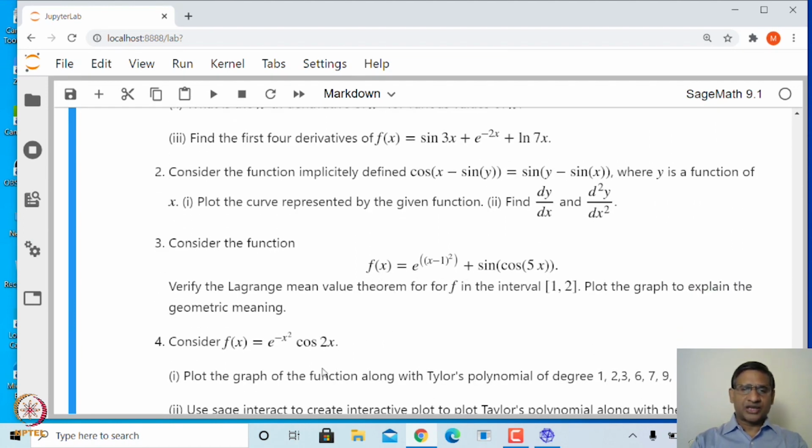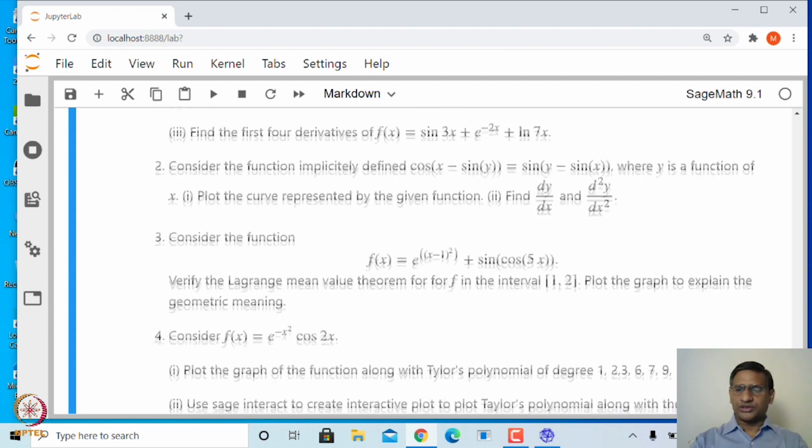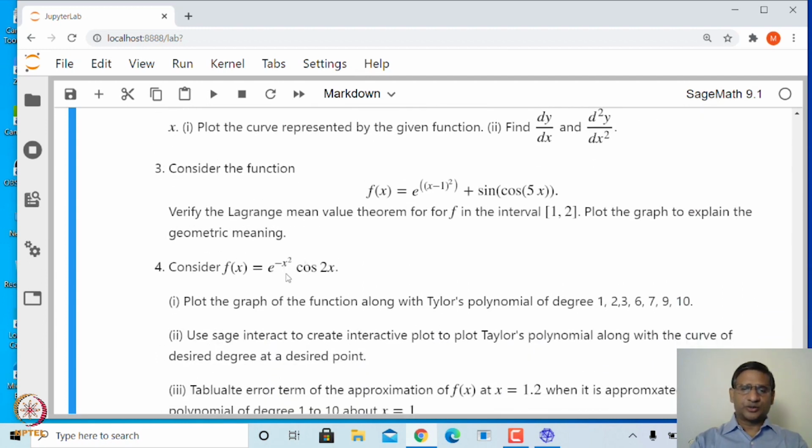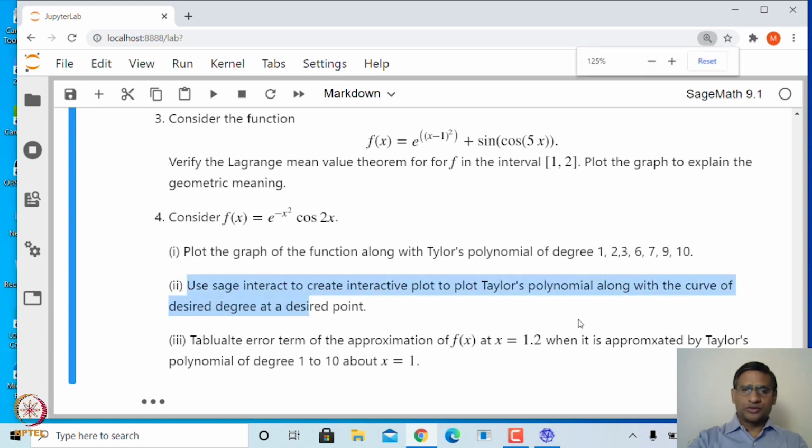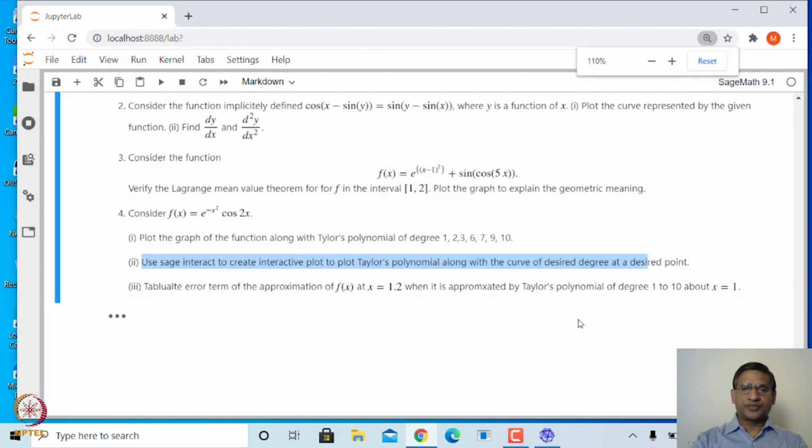And then the next problem is to verify the Lagrange mean value theorem for this function, and the fourth problem is to find Taylor's approximation to e to the power minus x square into cos 2x and plot its graph along with the Taylor's polynomial of degree 1, 2, 3, 6, 7, 9, 10. So, this is just to demonstrate the approximation of the function using Taylor's polynomial. Okay. You can even tabulate the error term and you can create a Sage Interact, whose code I have already given you.